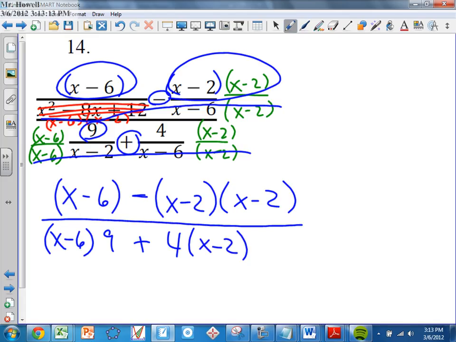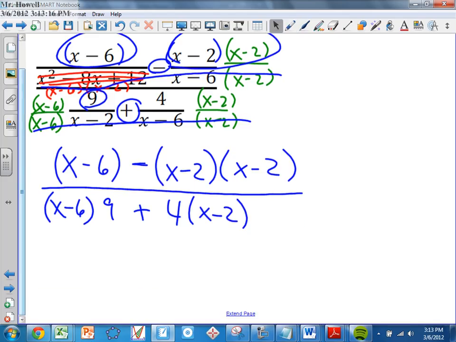Okay, you know what I've been noticing people do at this point? They start to cancel. You can't cancel yet, because again, you have add-ins. Stuff is being added or subtracted. You can't just cancel the 2's or cancel the 6's. It doesn't work. So you need to FOIL here, FOIL and combine like terms.